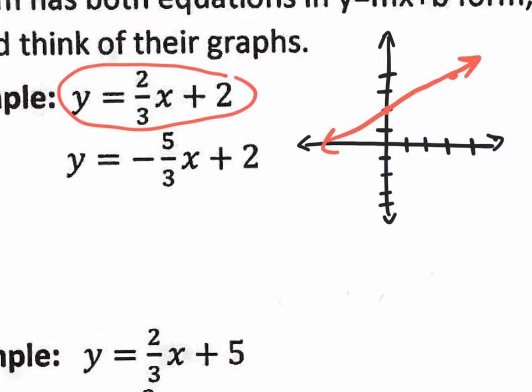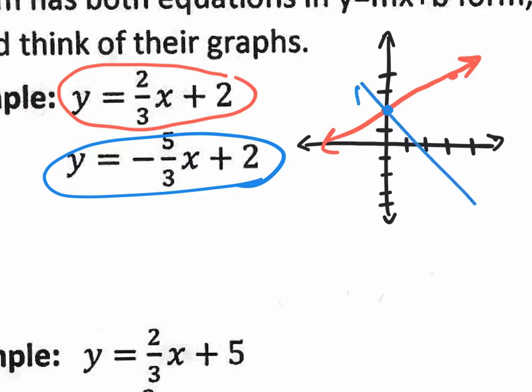Now the bottom one, as you could see, it also has the b value of 2. So this bottom one I'm going to draw in blue. It also crosses at 2, but this one has the slope negative 5 over 3, which means you're going to go down 5 over 3, and put a dot right here, which is going to give you that graph right there. I mean, a rough sketch of it.